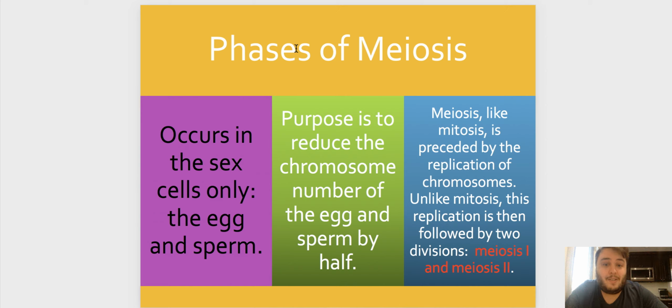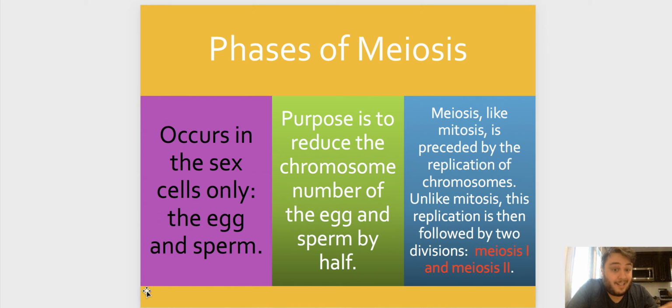All right, so phases of meiosis. A couple of things to note about meiosis before we actually get into it. The first thing, they occur only in sex cells, egg and sperm. Meiosis does not occur in any other cell in the body aside from the egg and the sperm cells. That's it. So you're not going to have body cells undergoing meiosis, right?